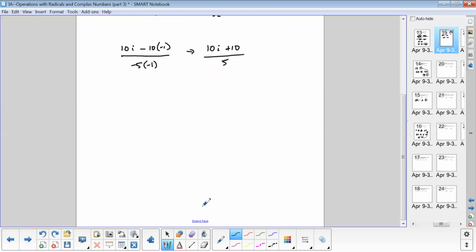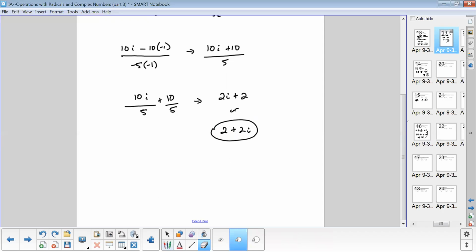And then you want to try to simplify this because both of these numerators share the denominator of 5. So you would have 10I divided by 5 plus 10 fifths. So that would be 2I plus 2, or 2 plus 2I. And that's our standard form when we write our complex numbers. Remember, we write it as A plus BI in that format.